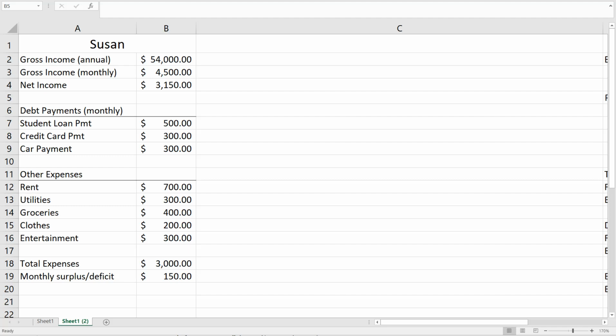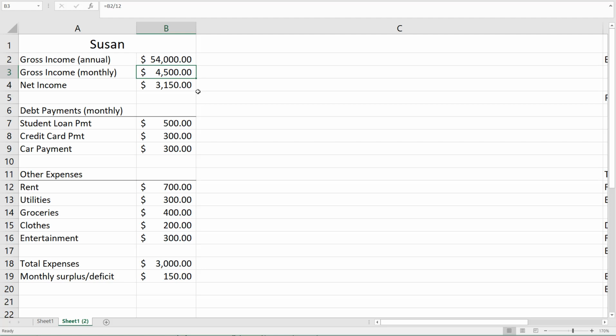Hi everyone, let's talk for a minute about home affordability, specifically with regard to using the front end and back end ratio for finding out whether you can afford a house. Here we're going to take the example of Susan. Susan has a gross annual income of $54,000, and we're going to do a simplified budget for her.